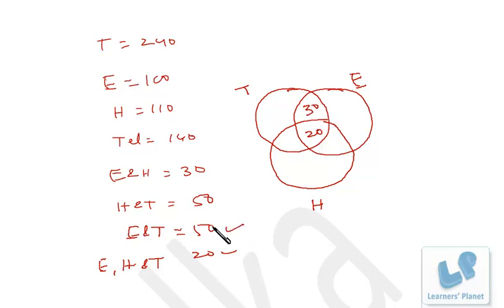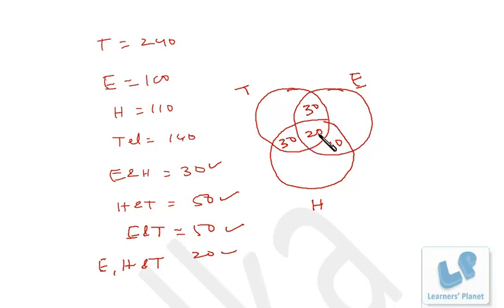Be very careful. Hindi and Telugu 50. So Hindi and Telugu, that means this portion must be 50. So 20 here, 30 will be here. Okay. English and Hindi 30. Hindi and English 30. That means this portion must be 30. That is this portion. So 20 is here, 10 will be here. Right. Now come here. English is 100 people. That means this total should be 100.